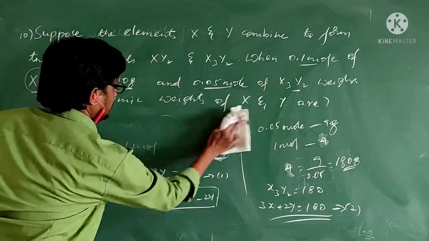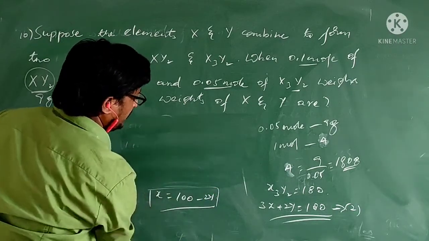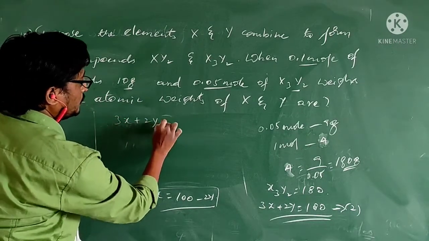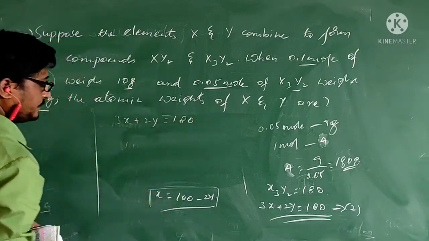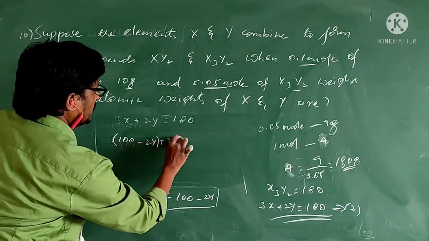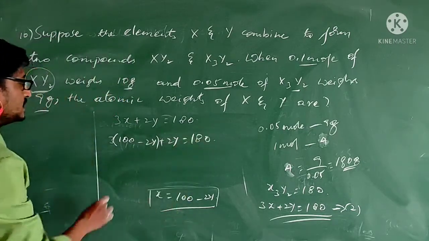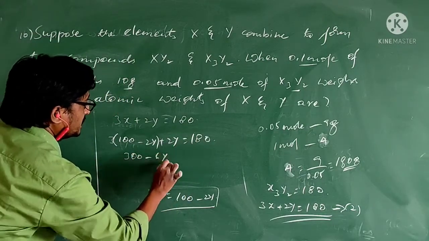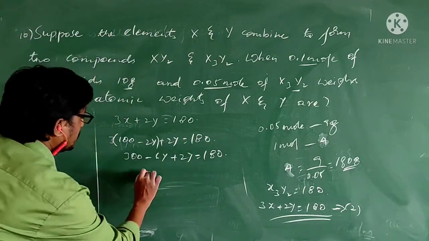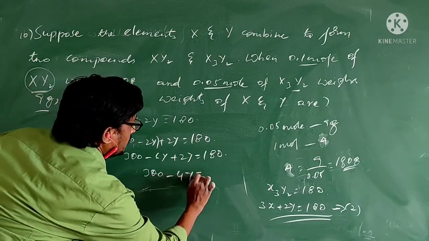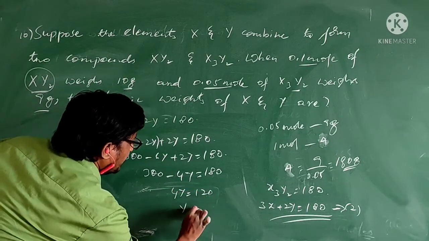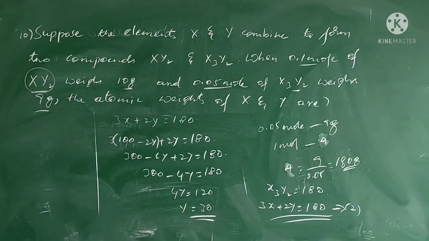I think we can take this. Let us see. I am substituting this value in the second equation. 3x plus 2y is equal to 180. So 3 into (100 minus 2y) plus 2y is equal to 180, which is nothing but 300 minus 6y plus 2y is equal to 180. So which is nothing but 300 minus 4y is equal to 180. Okay. So 4y is equal to 120, y is equal to 30. So atomic mass of y is 30.